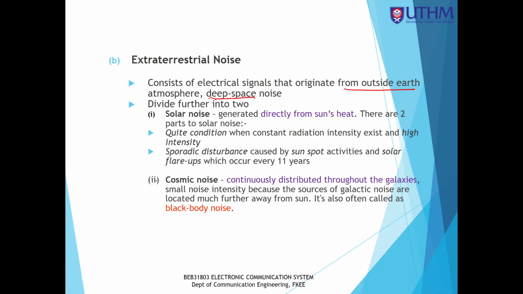Solar noise is generated directly from the sun's heat. There are two parts of solar noise: quiet condition and sporadic disturbance. So solar noise is the noise generated due to the sun's activity. Cosmic noise is continuously distributed throughout the galaxy. It is a small intensity of noise, because the sources of galactic noise are located farther away from the sun. It is called black body noise.